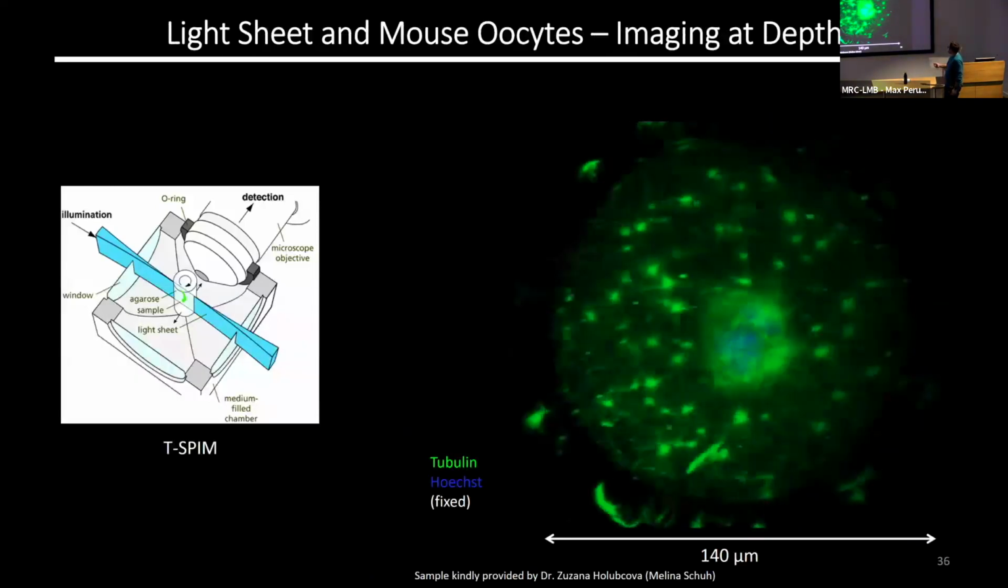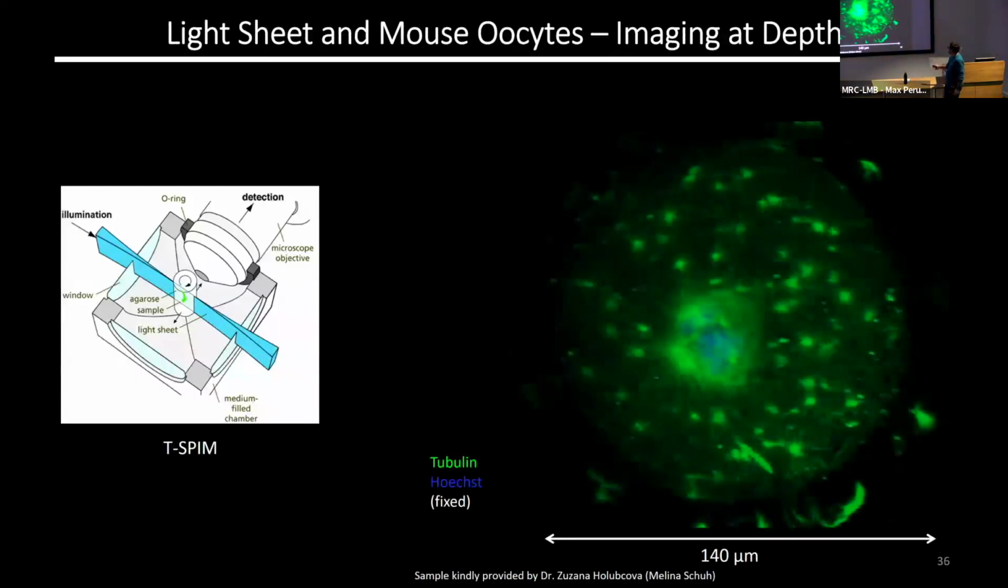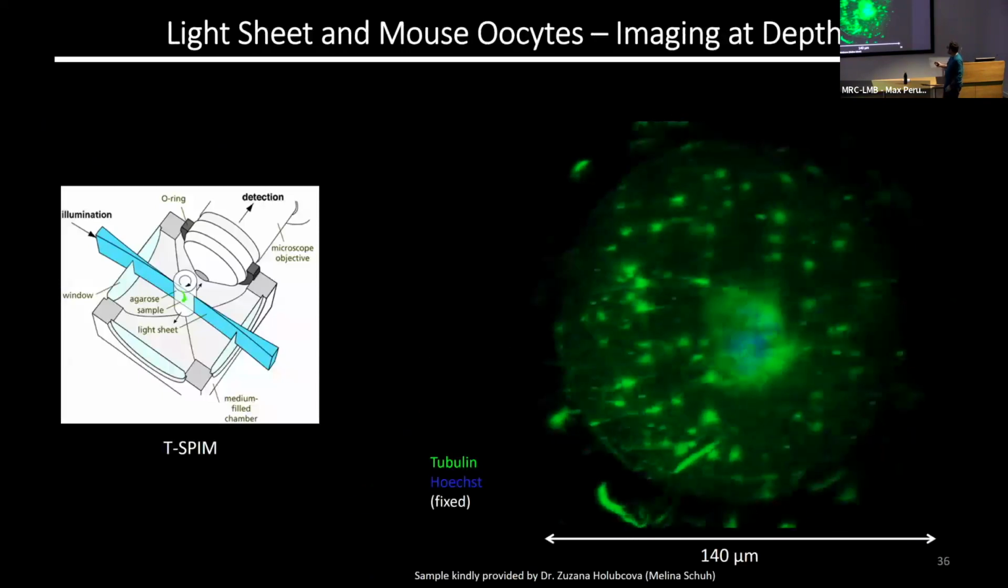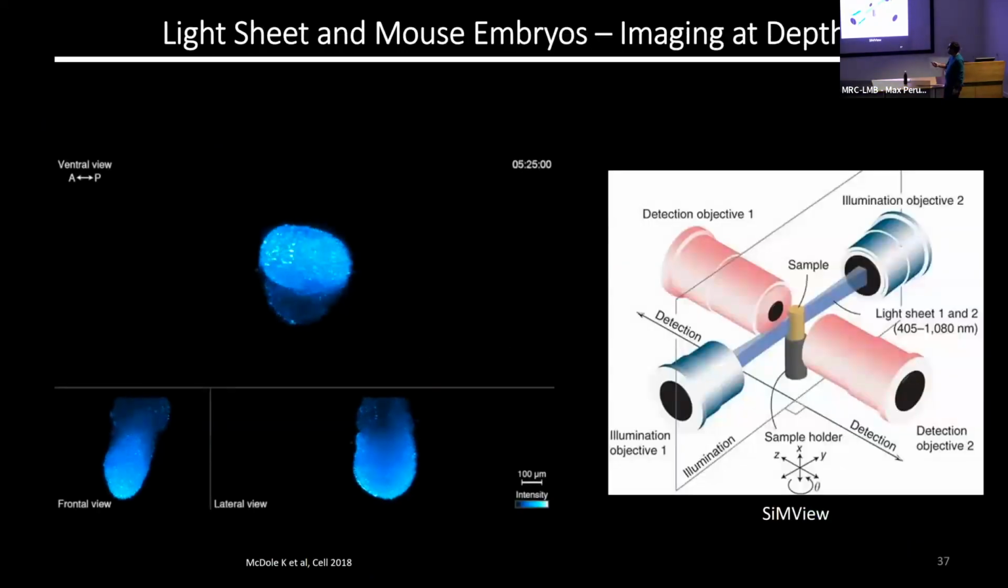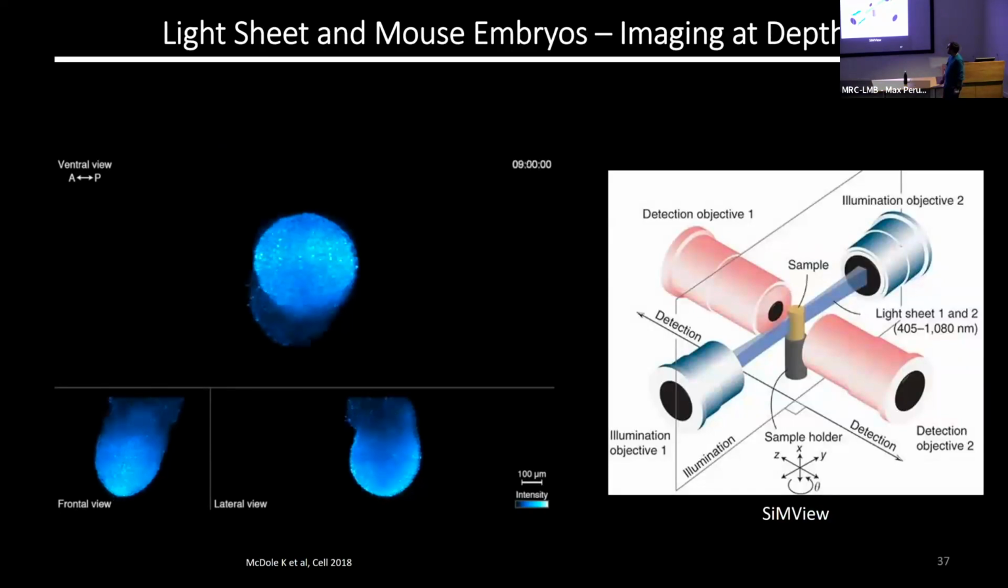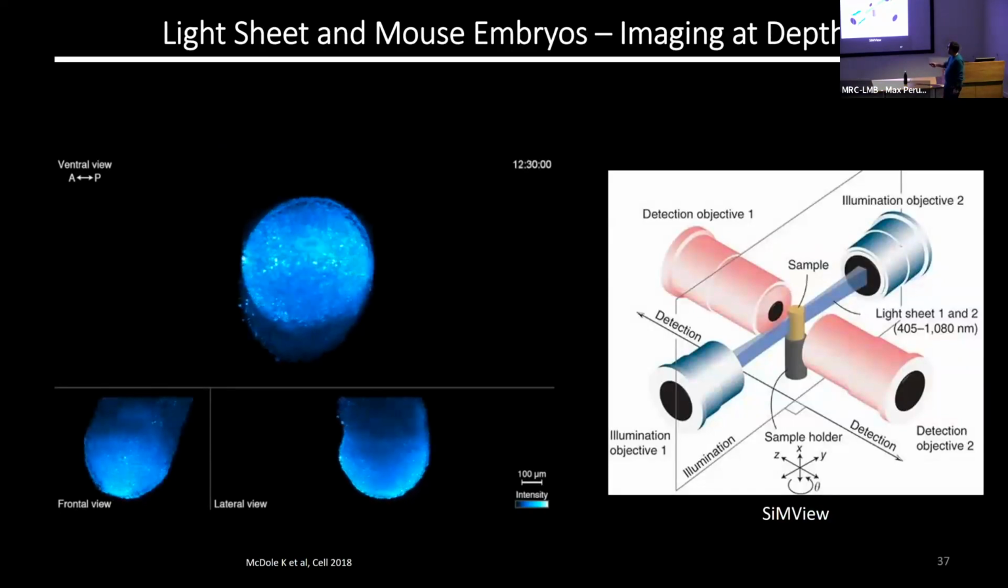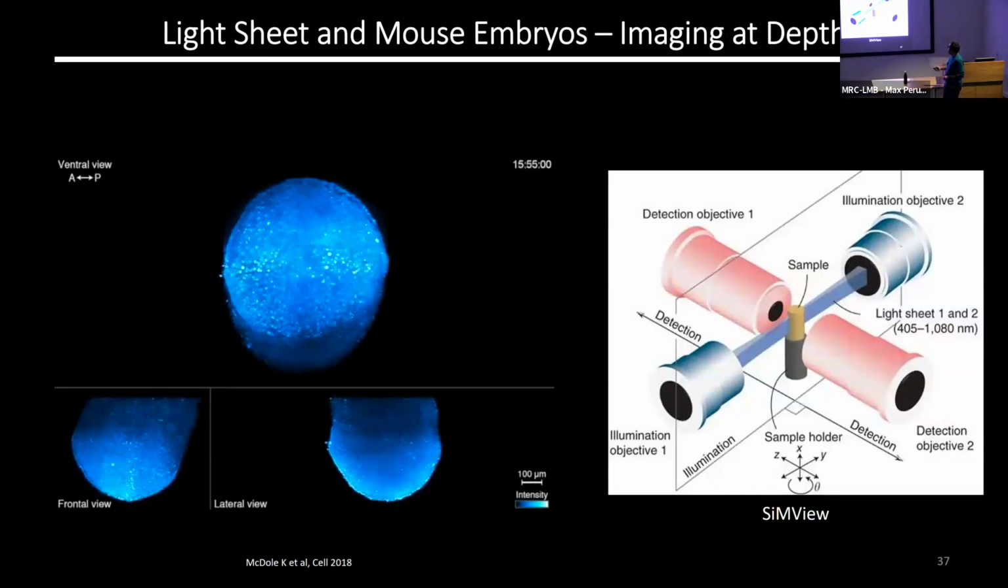Another example, mouse oocytes here. And as you can see, once again, it's very uniform throughout. Okay, this is done by Kate McDowell. This is a mouse embryo developing. And as you can see, this is just lots of time points.